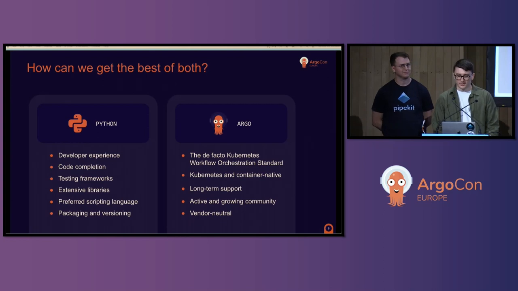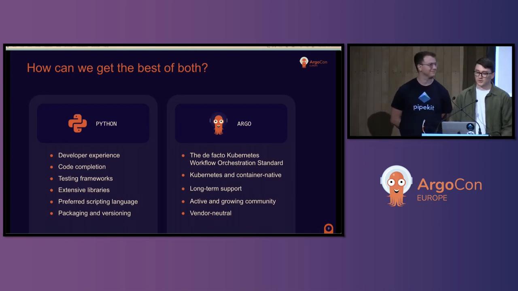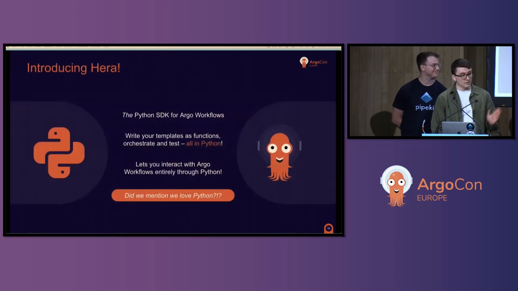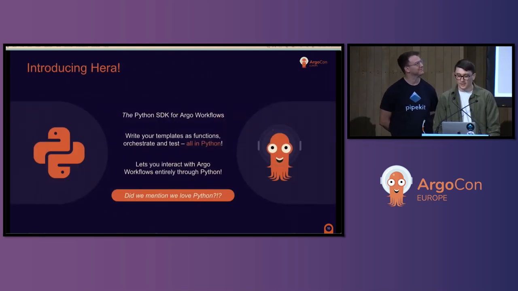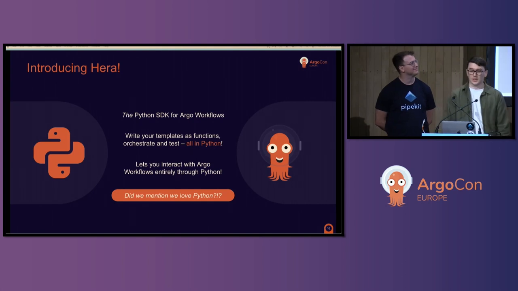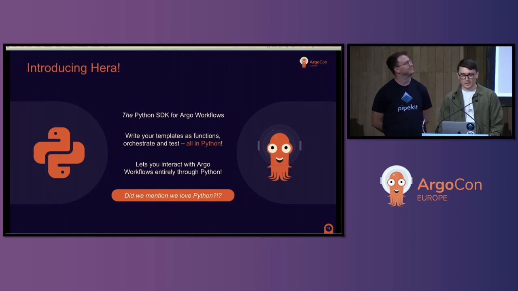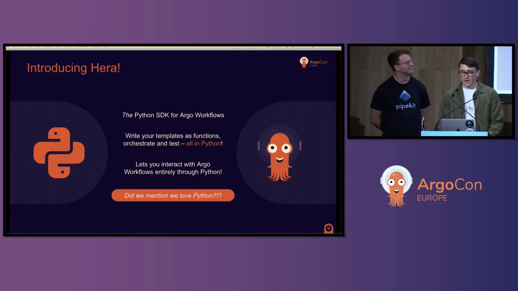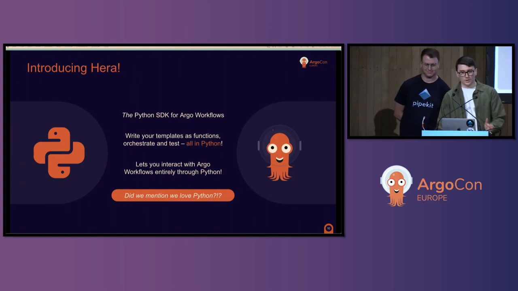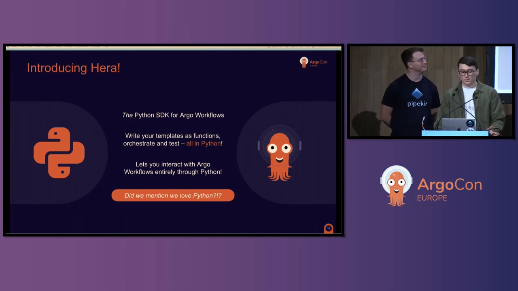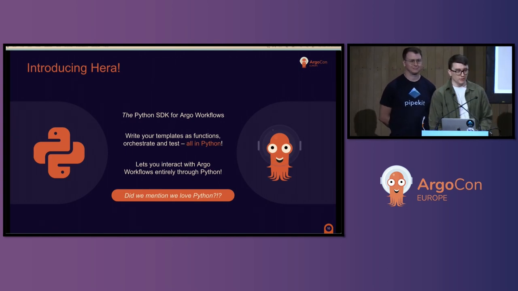So how can we get the best of the Python developer experience while still using Argo Workflows as our Kubernetes workflow orchestrator? Well, introducing Hera as the Python SDK for Argo Workflows. It lets you write your workflow in Python, but it can do so much more. Every Python function can be used as a template in your workflows, which means you can test templates individually or the workflow as a whole. And Hera also provides a Python client wrapper around the Workflows API, letting you interact with Argo Workflows entirely through Python.